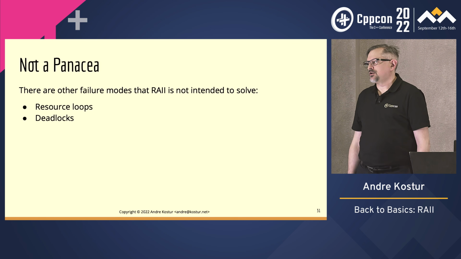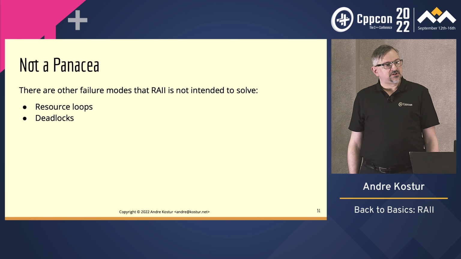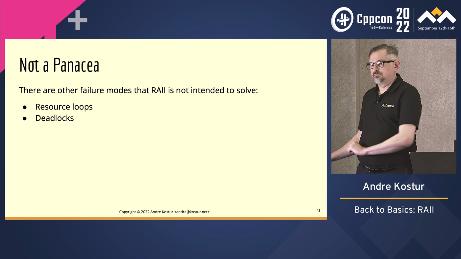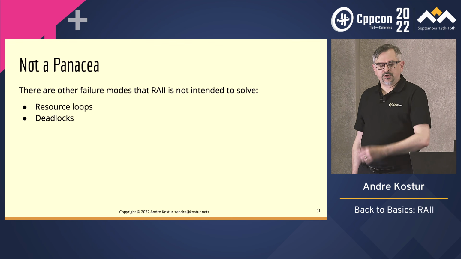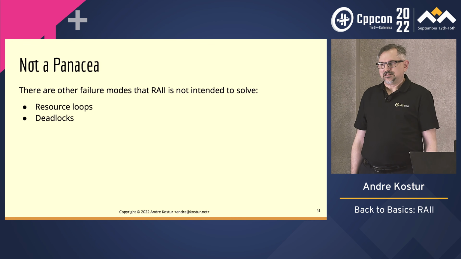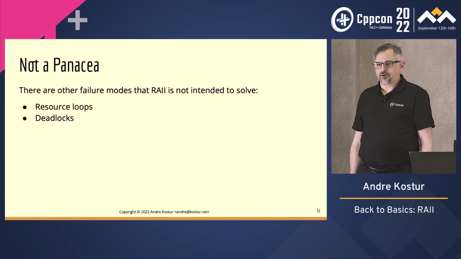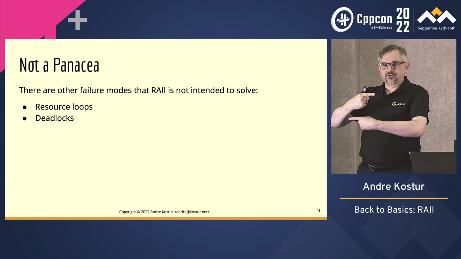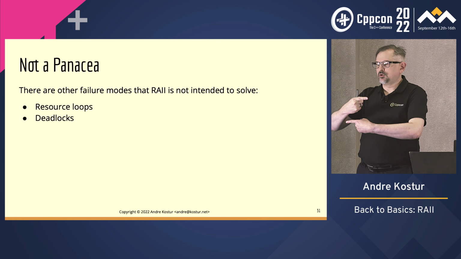RAII does not solve everything. Lots of times, if there are two resources that somehow need to agree with each other on something, RAII as an idiom is not trying to solve that problem. As an example, resource loops. Picture this: you want to create a doubly linked list. You store your next and previous nodes as shared pointers, because there will be multiple things pointing to the same node, so I need shared resource handling.